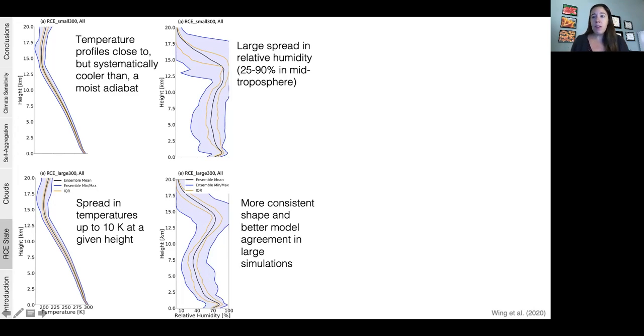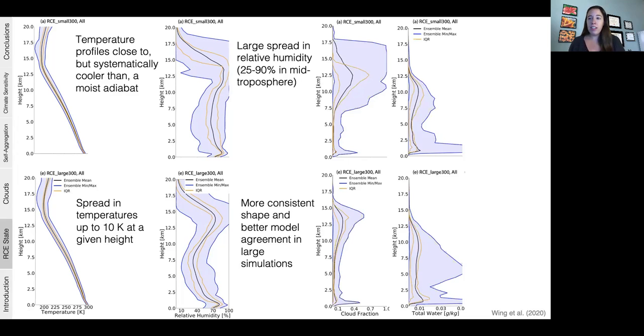It then makes sense that we also see quite a large spread in the cloudiness in these simulations, especially in our small domain simulations where cloud fraction, which is diagnosed either from a cloud scheme if the model has it, or a threshold value of cloud condensate, can vary from very small amounts of high clouds to actually domain filled with very thin high clouds. We see this large spread as well in the large domain simulations and in our total cloud water as well, which is simply the sum of the cloud liquid water and cloud ice.